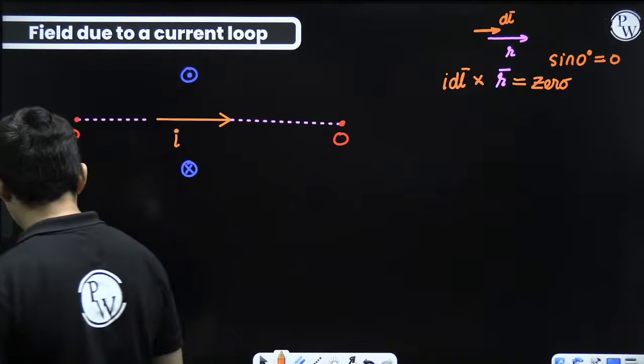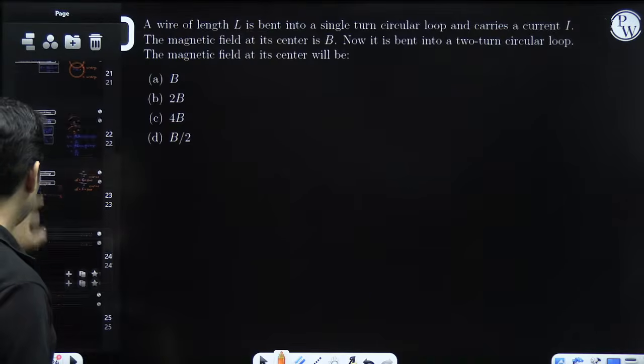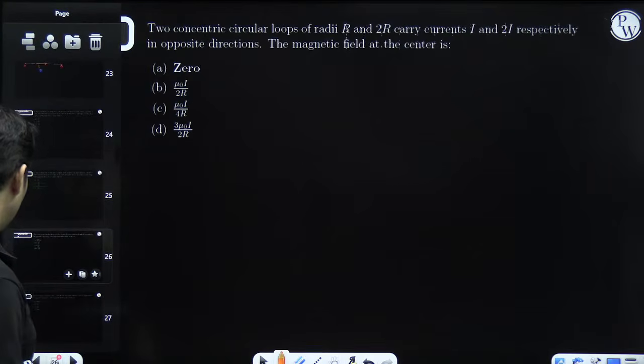Is that right? All right. Okay. Let's do some questions coming up on your screen, and here is the first one. Okay. Let's do this one first.